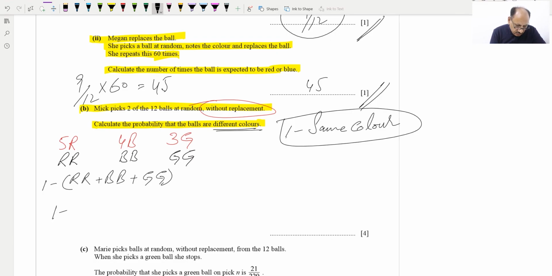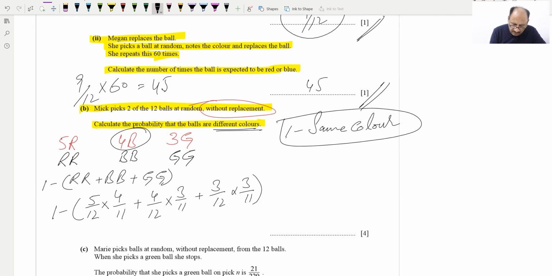So this is our target. 1 minus, what will be the probability of getting red? Total balls are 12. So out of 12, 5 are red. So the first ball will be 5 by 12. Now 1 is gone, which is not replaced. So next 4 by 11, hopefully you are getting. And then plus there are 4 blue balls. So it will be 4 over 12 if we are taking the first blue ball, and then 3 over 11, and similarly green will be 3 over 12 and 3 over 11.